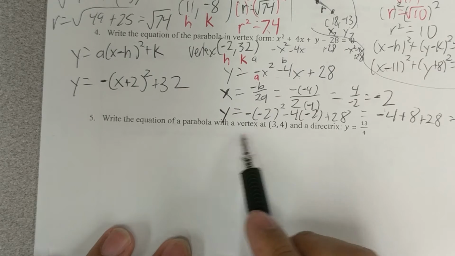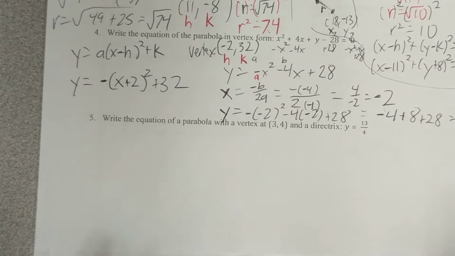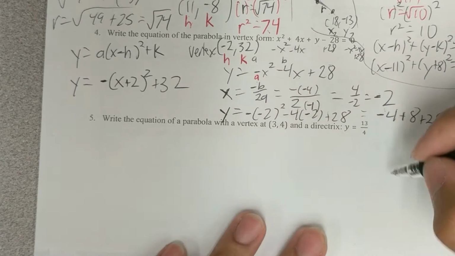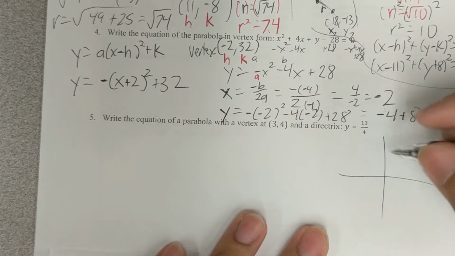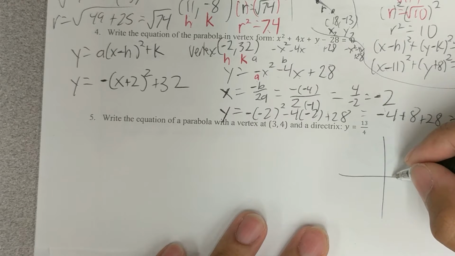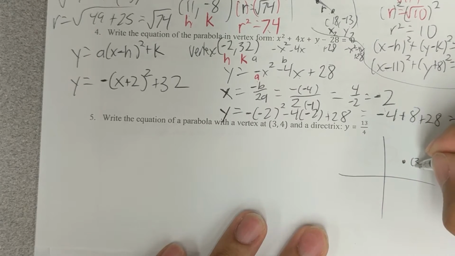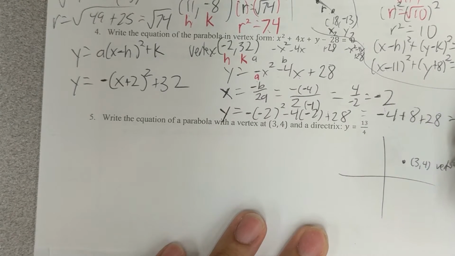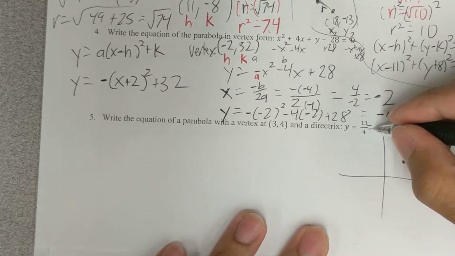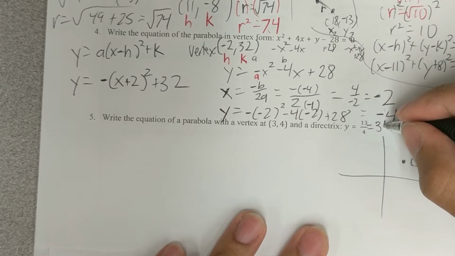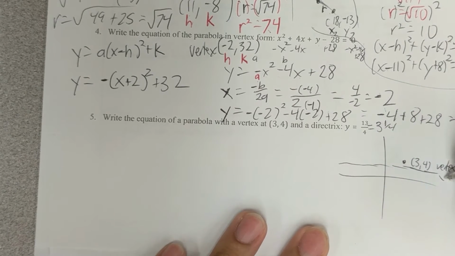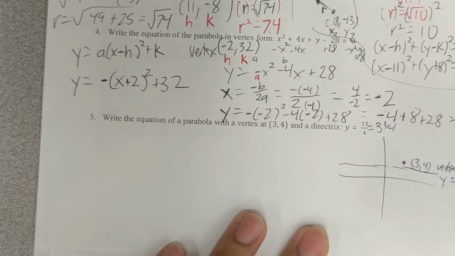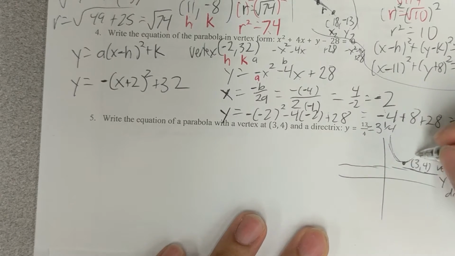Find the equation of a parabola with vertex 3, 4 and directrix y equals 13/4. So first I'm going to sketch a picture so I know which direction the parabola opens. So we got 3, 4 is the vertex, and the directrix at 13/4, which is 3 1/4. So in this case, the directrix is below, meaning the parabola opens upward.